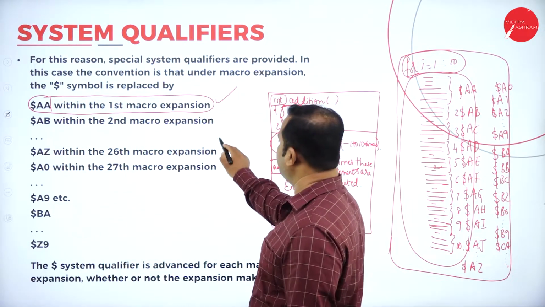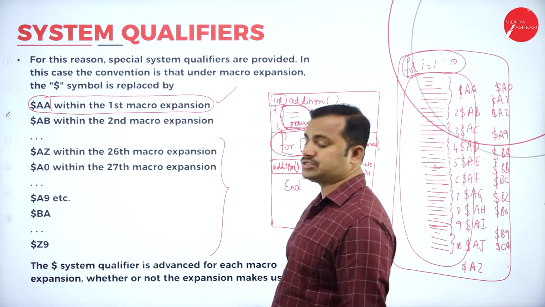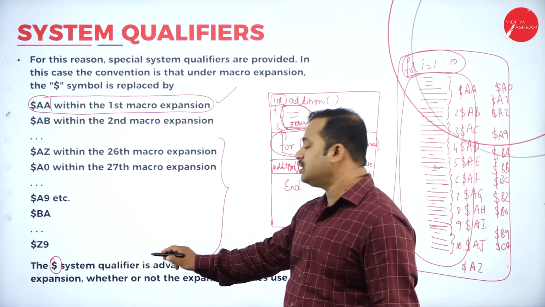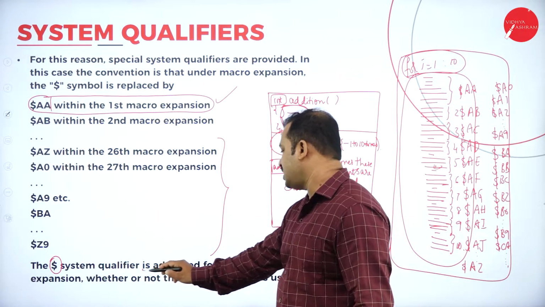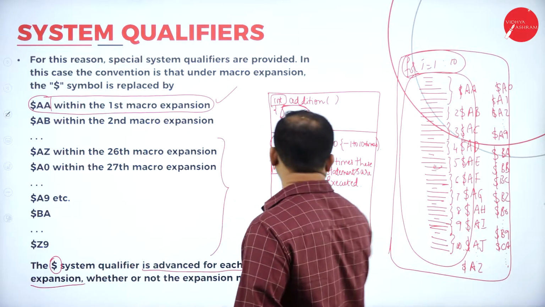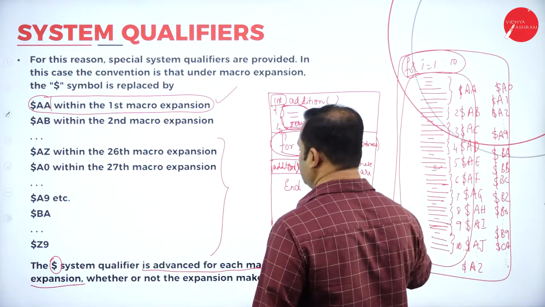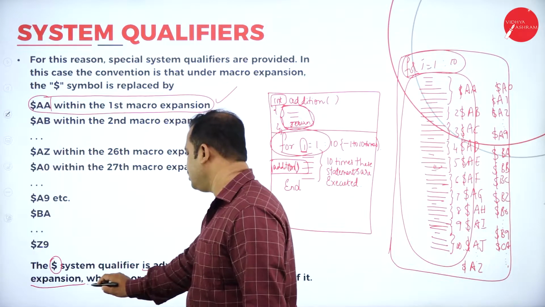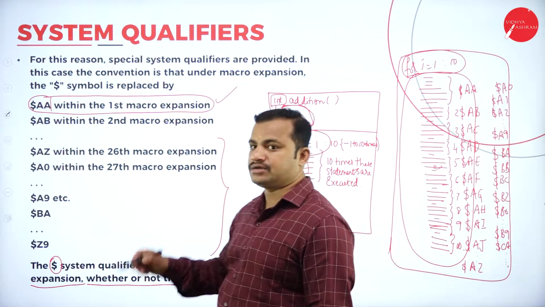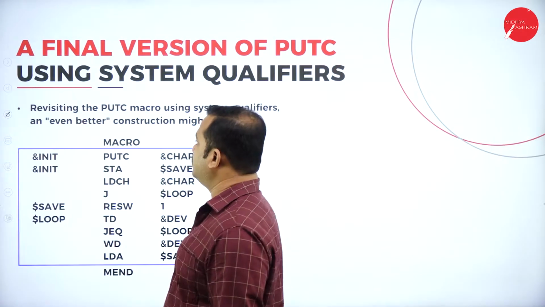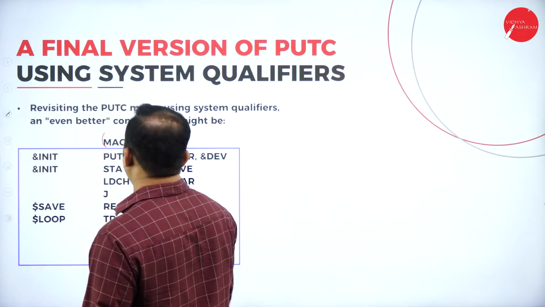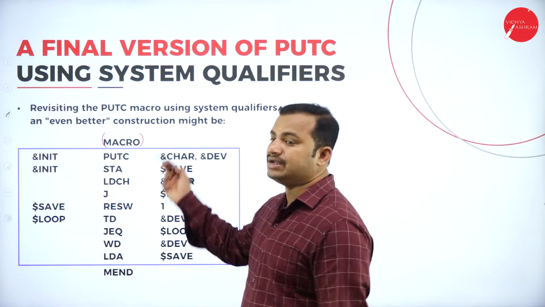So we have this kind of operation. Dollar is the system qualifier. The system qualifier is advanced for each macro expansion. That is, for each macro expansion, the dollar system qualifier is going to be used, whether or not the expansion makes use of it. Then, similarly, let me consider the macro definition of PUTC, which is even better.